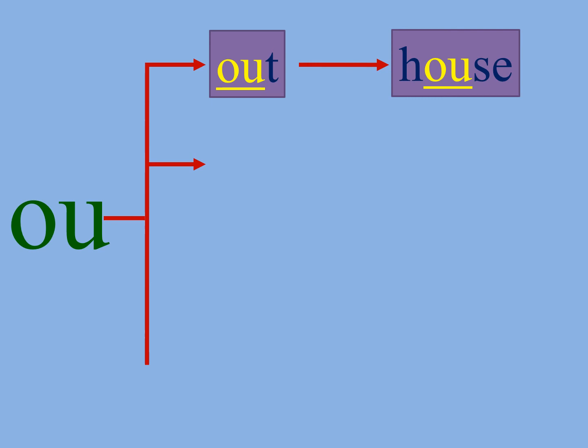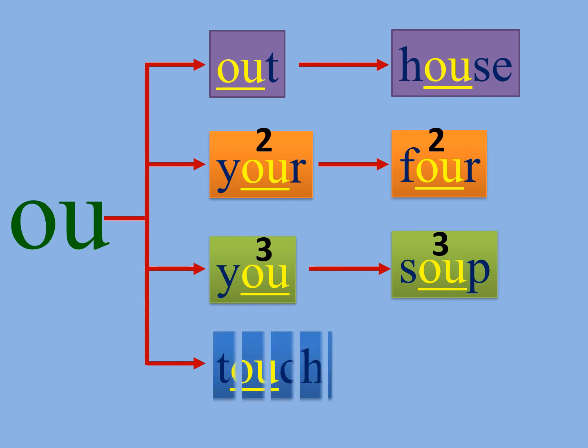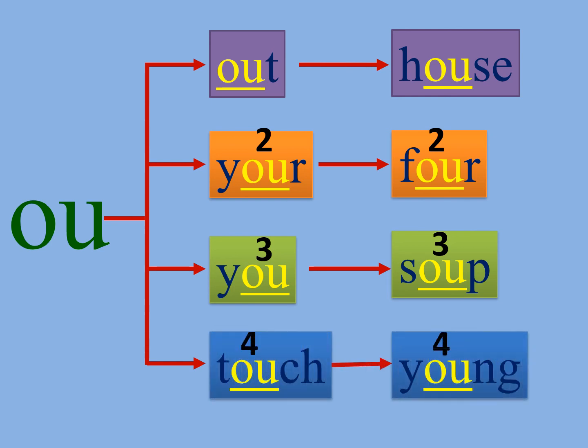Ow, as in out, or house. The second sound, O, as in your or for. The third sound is U, as in you or soup. And the last sound is A, as in touch or young. So the four possible sounds are ow, o, u, a.